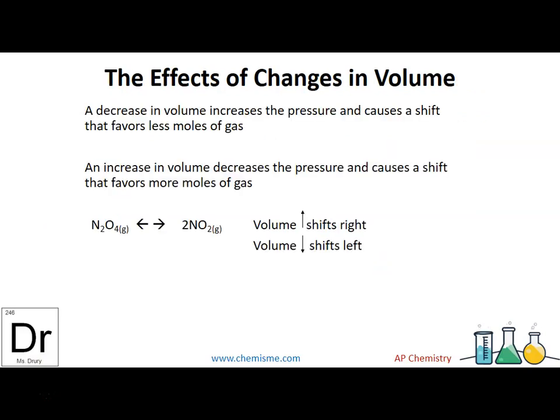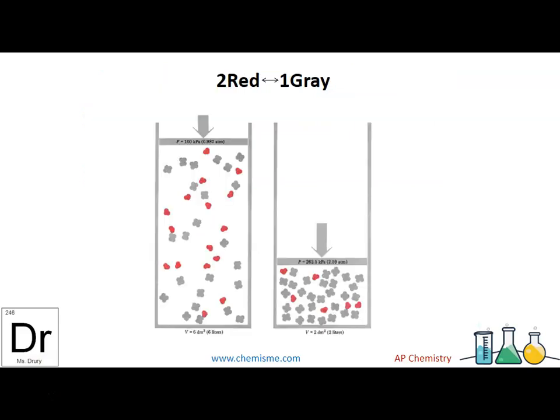In terms of changes in volume, a decrease in volume increases the pressure and causes a shift to favor fewer moles, since there's less room. An increase in volume decreases the pressure and causes a shift that favors more moles of gas. So in an equation like N2O4 reversible with 2NO2, if you increase the volume, that means they have more room. You'll favor the side which has 2NO2 because it has more moles. It shifts to the right. If you decrease the volume, it has less room, so you're going to favor the side that has fewer moles, which is the reactant side of N2O4, since there's only one mole of it.